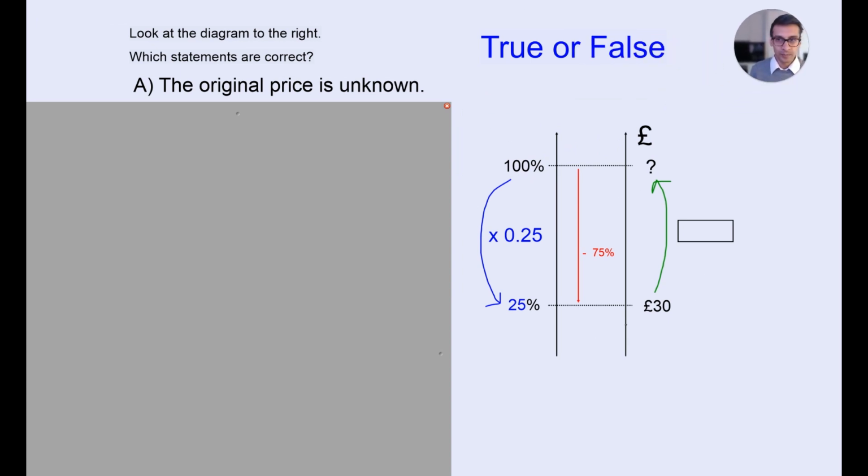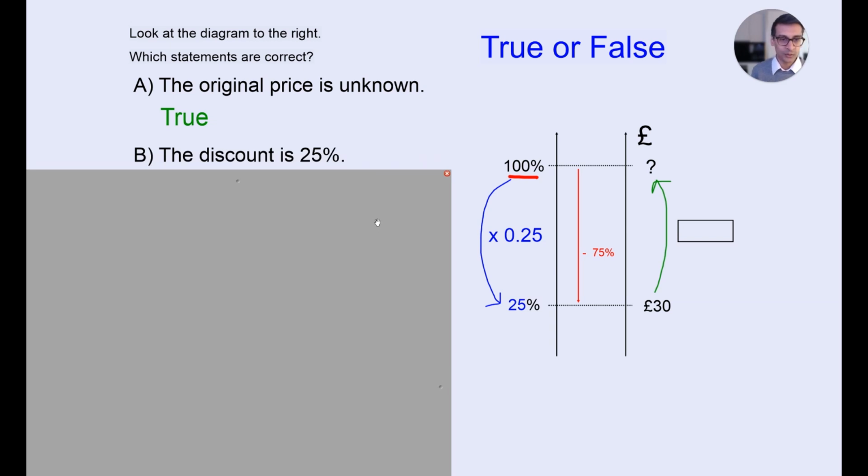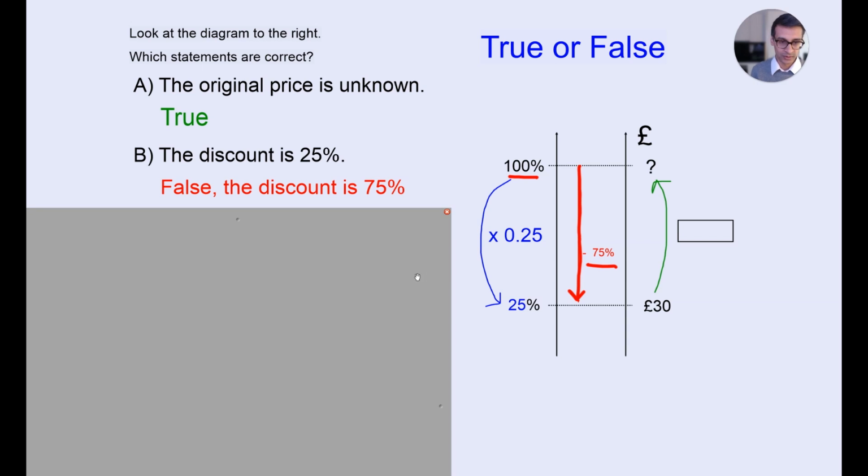Have a look at the diagram, and then we're going to do a true or false here. So the first statement, the original price is unknown, true or false? So you can see here 100% is your original price, and you can see it's not known, so that's true. Second question, the discount is 25%, true or false? So if you look at the diagram here, we're going down all the way by 75%. So the discount is actually 75%, so this is false.